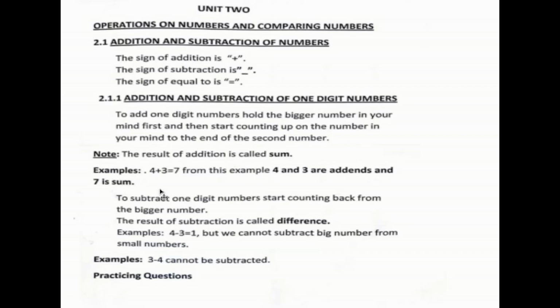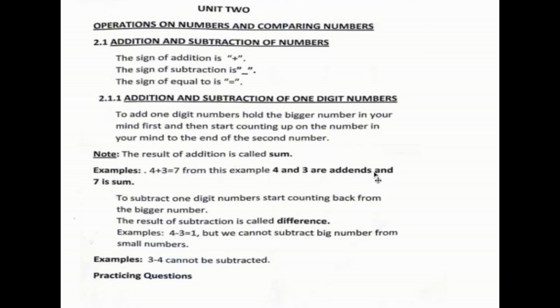For example, if I want to add 4 and 3, first I hold the bigger number, 4, in my mind. And then I count 3 with my finger. I hold 4, and now start counting to the end of 3. 4 in my mind, 5, 6, 7. The result will be 7. So the result, or the sum, is 7. From this example, 4 and 3 are called addends.